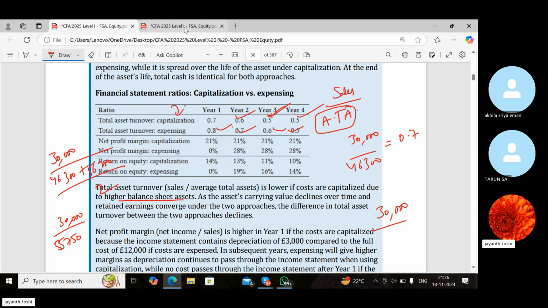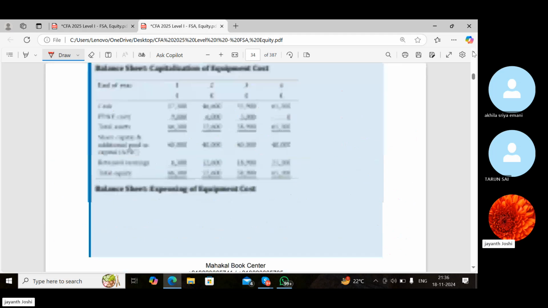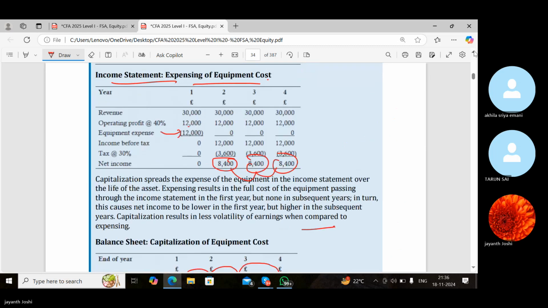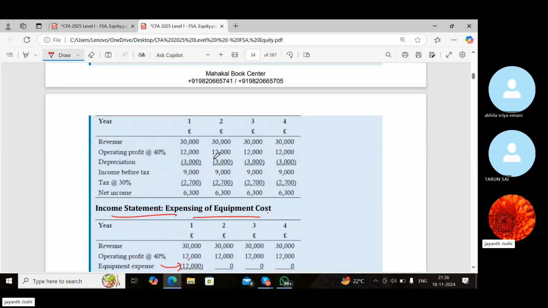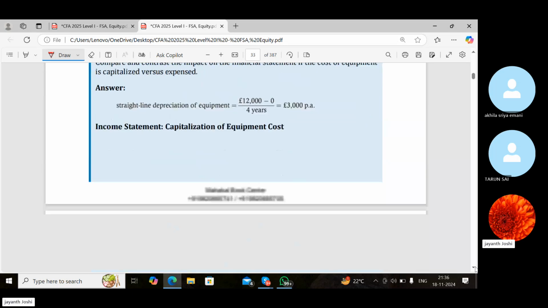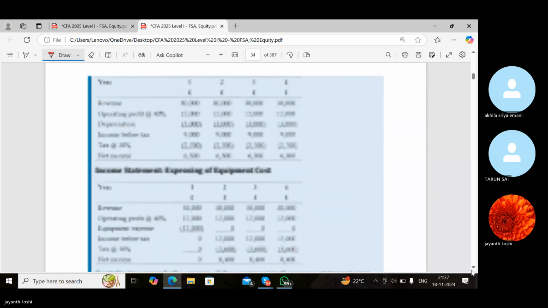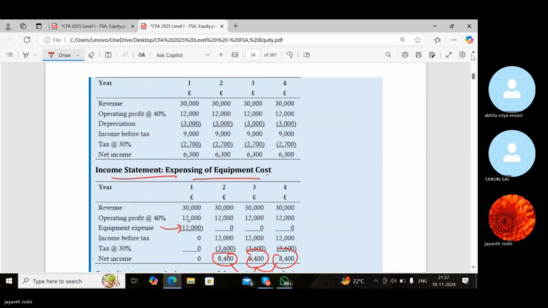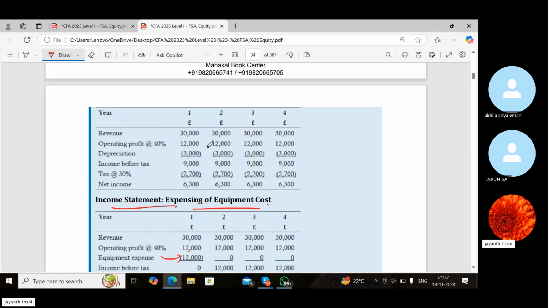What is your net profit in case of capitalizing? In case of capitalizing, you know that every year your depreciation was fixed, so we won't see any change. We don't see any change as usual because every year's net income is the same. So this divided by this will always give you 21%.